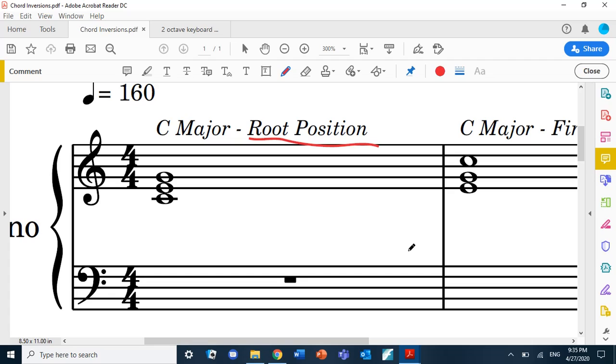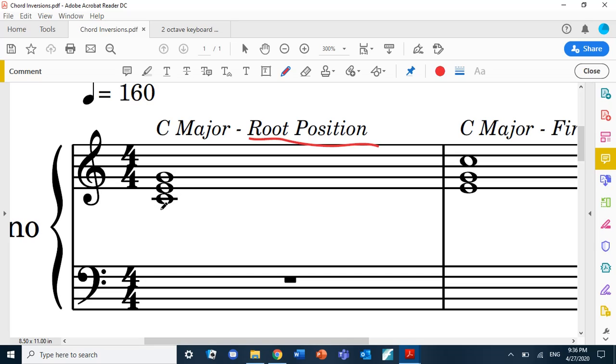Now let me get into this, and I'm going to mark the notes that we have here, not with the letter names but with numbers, and that's going to show us how we mark this chord. I told you yesterday the root of a chord is the note that the chord is named after. We have a C major chord here, and that means that our root is that C. This bottom note in root position is C, and since we have our root in the bass, the lowest note that we have, this is in root position.